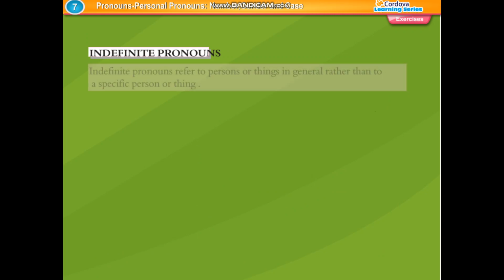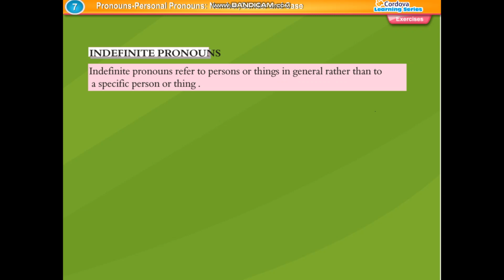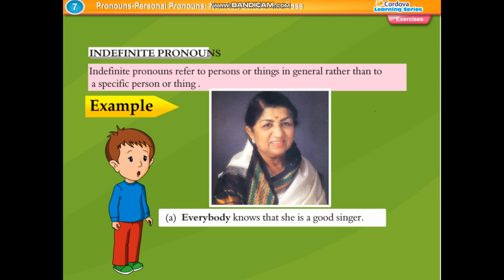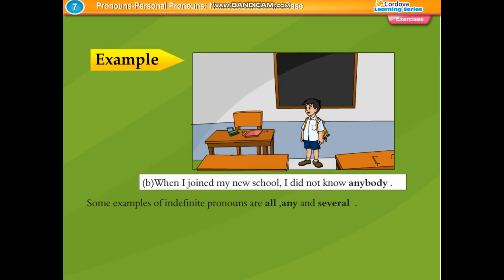Indefinite pronouns. Indefinite pronouns refer to persons or things in general rather than to a specific person or thing. Examples. Everybody knows that she is a good singer. When I joined my new school, I did not know anybody. Some examples of indefinite pronouns are all, any, and several.